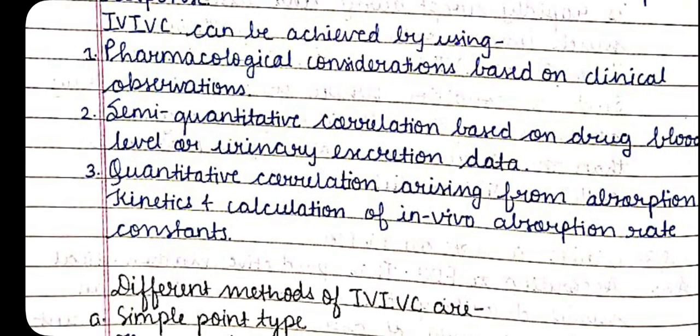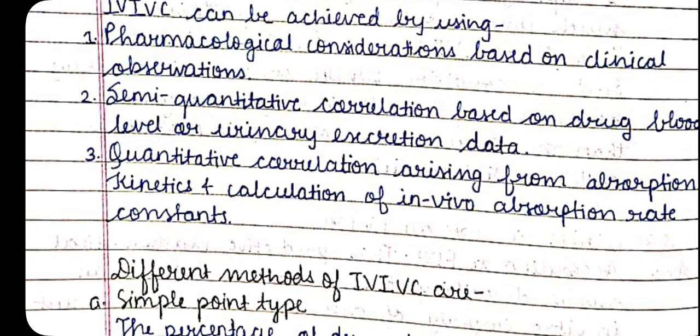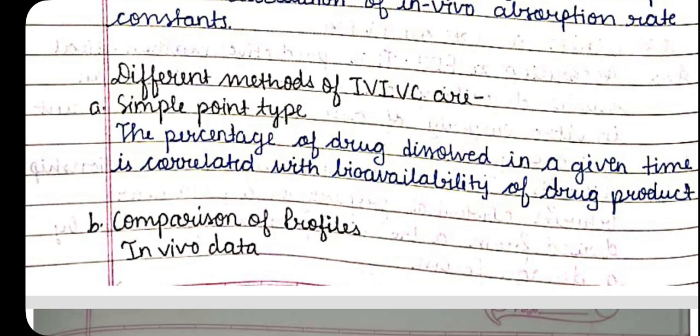IVIVC can be achieved by using pharmacological consideration based on clinical observation, semi-quantitative correlation based on drug blood level or urinary excretion data, and quantitative correlation arising from absorption kinetics and calculation of in vivo absorption rate constants.